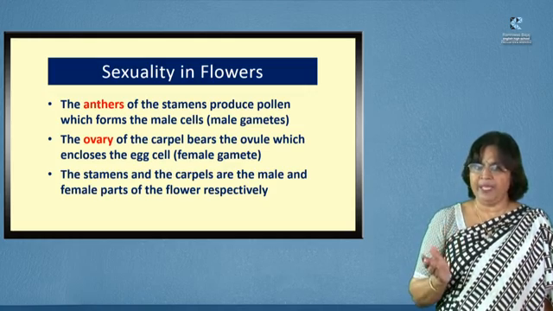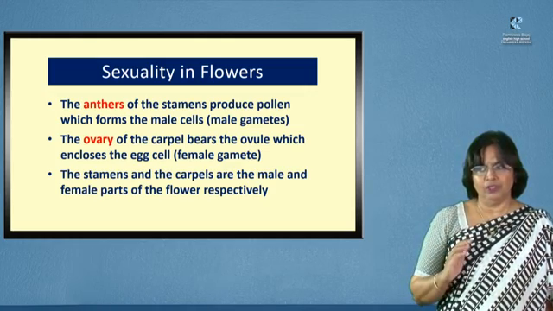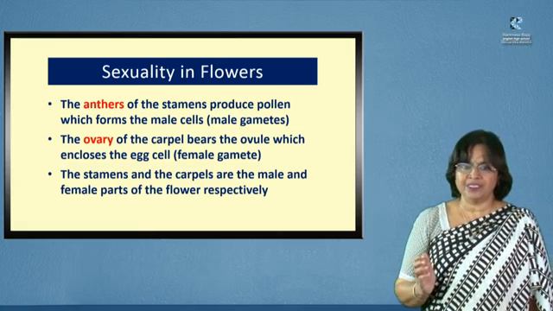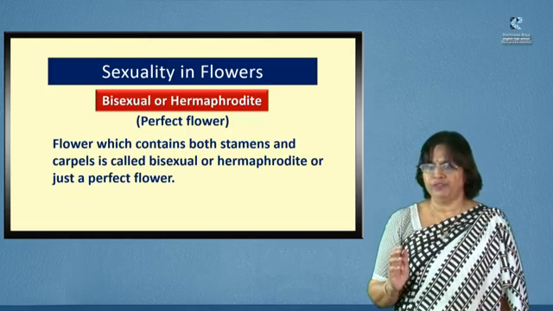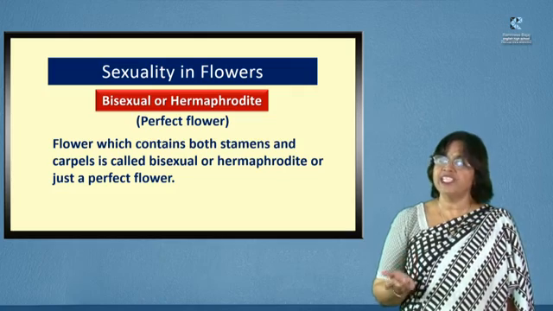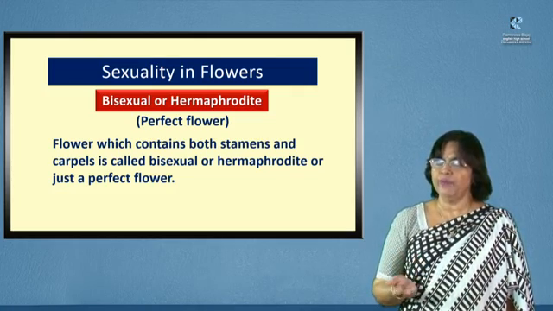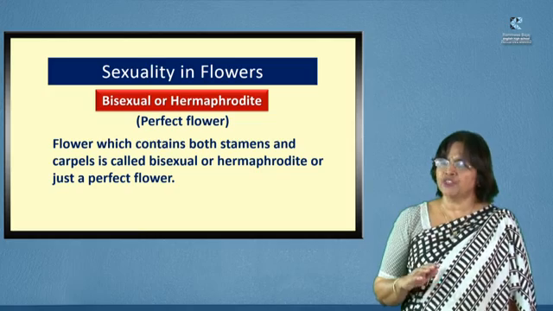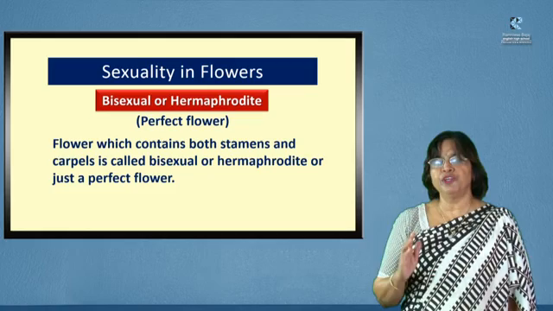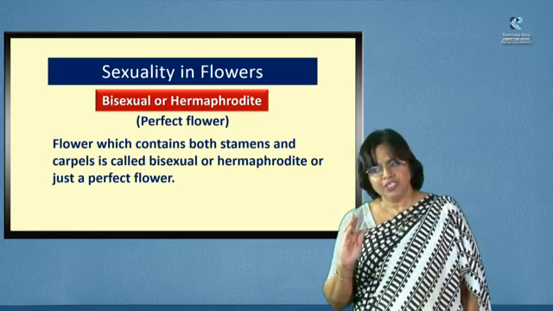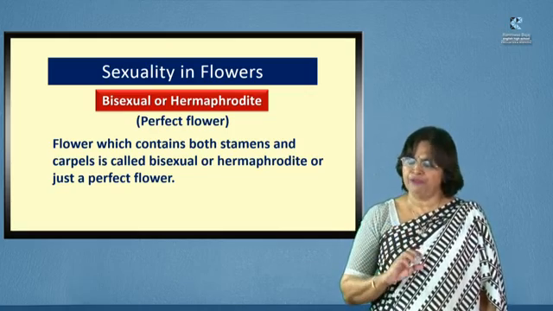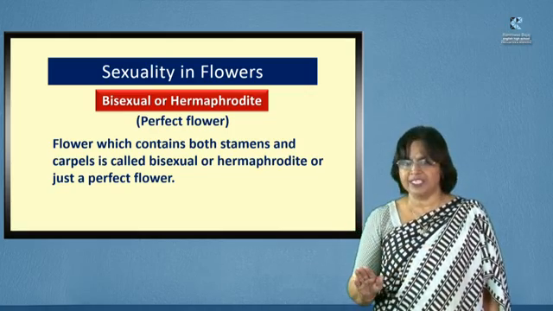The anther produces the male gamete, the ovary produces the female gamete, the ovule. The stamens and the carpels make up the male and the female part of the flower. A hermaphrodite flower is a flower which contains both the stamens and carpels. The bisexual flower, hermaphrodite flower, perfect flower, and complete flower refer to a similar type of structure. What they are emphasizing is what is different, though the words bisexual and hermaphrodite mean the same.